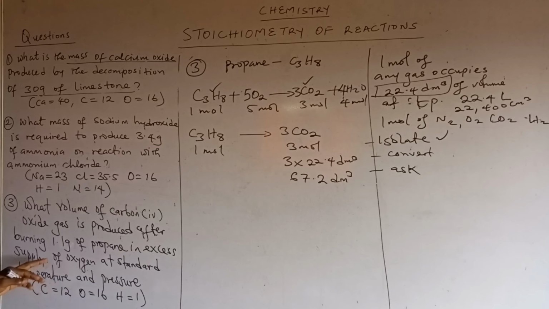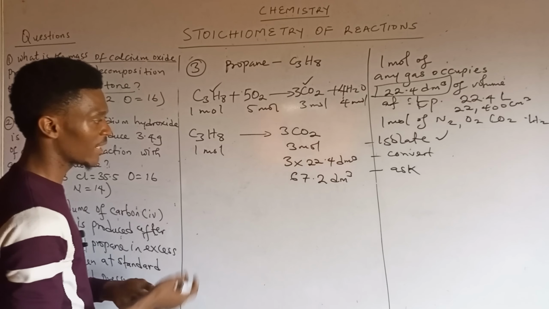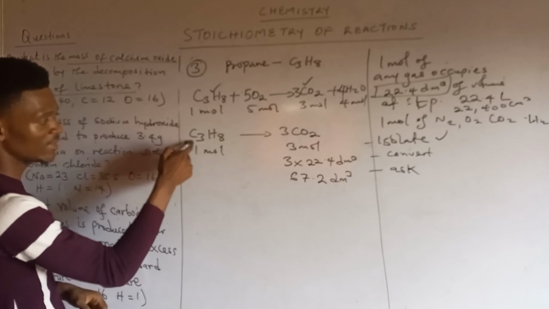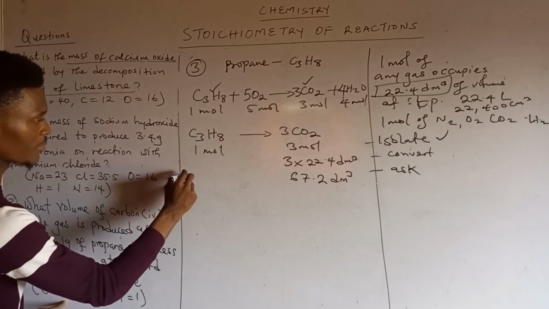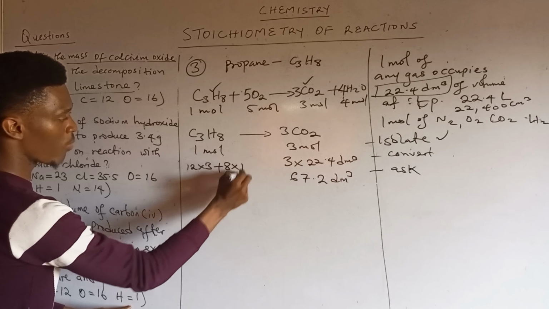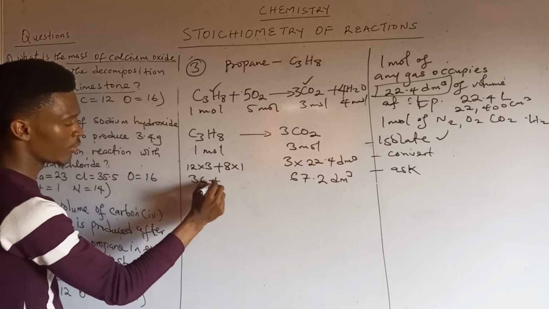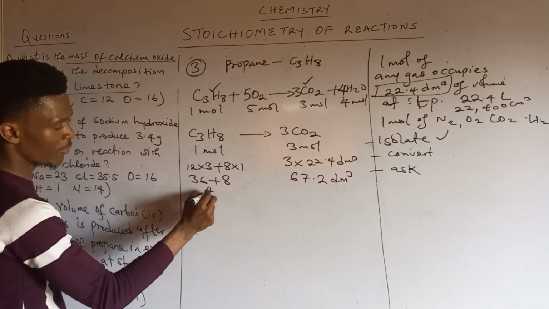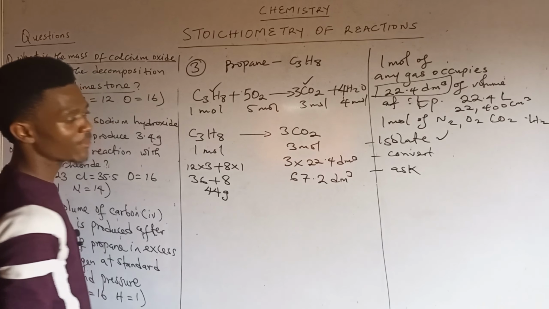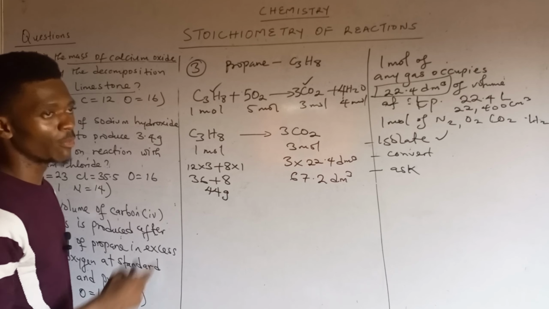Then what language did they speak of the propane? Let's go. It's produced after burning 1.1 grams, meaning mass. So the language of propane is in mass, grams. So we have to convert 1 mole of propane to what? To grams. And by doing that, of course, you are aware that we have to sum up the relative atomic masses of each of them. And of course, in this case, carbon is 12 from the question, so it becomes 12 times 3, then plus hydrogen is 1, so that becomes 8 times 1. So 12 times 3 is 36 plus 8. And 36 plus 8 is 44. So 44 grams would release 67.2 dm cube of CO2.